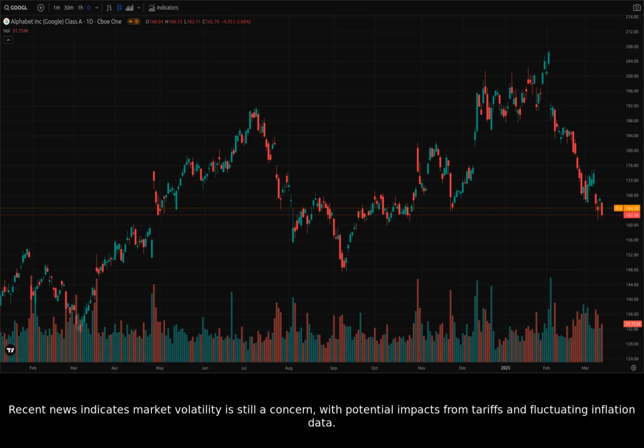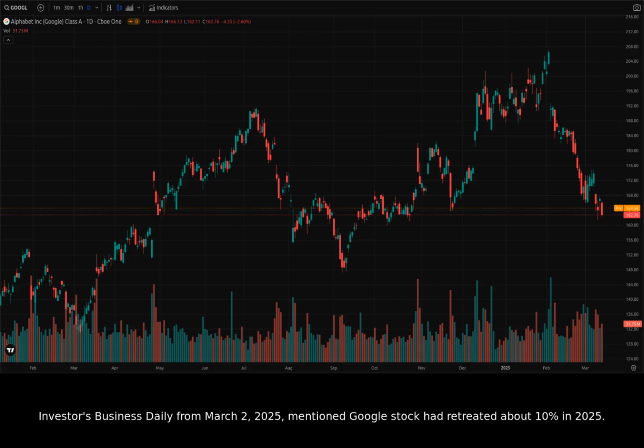Recent news indicates market volatility is still a concern, with potential impacts from tariffs and fluctuating inflation data. Investors Business Daily from March 2nd, 2025, mentioned Google stock had retreated about 10% in 2025. The news also says that institutional ownership of Google stock has waned.